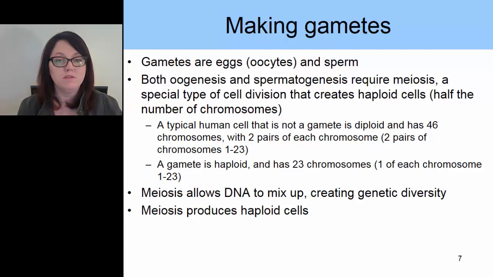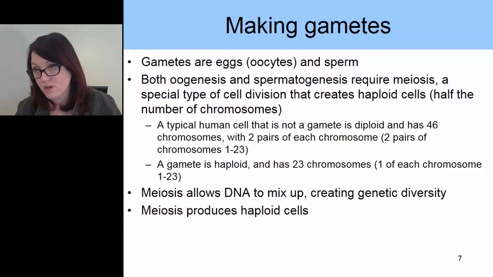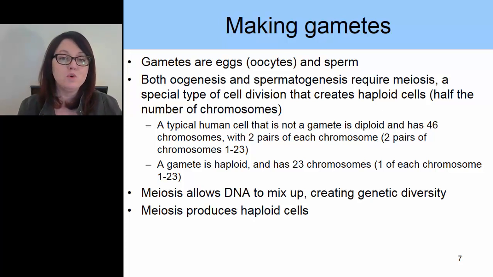So a typical human cell that is not a gamete is diploid, meaning it has 46 chromosomes. That's 2 pairs of each chromosome. So we have 2 chromosome number 1s, 2 chromosome number 2s, 2 chromosome number 3s, 2 chromosome number 23s, right? You have 2 of every chromosome. That's diploid. But a gamete is haploid. It has 23 chromosomes, just 1 of each chromosome. 1 chromosome 1, 1 chromosome 2, 1 chromosome 3, etc.